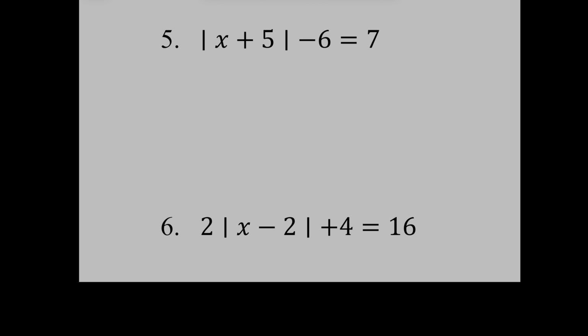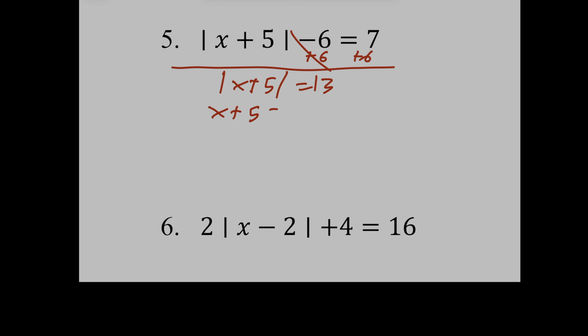Well, the absolute value is not alone. It's got this minus 6. So step number 1 is to get the absolute value by itself first. You can't go plus and minus until the absolute value is all alone. Okay, now it's all alone. Now I can do it.